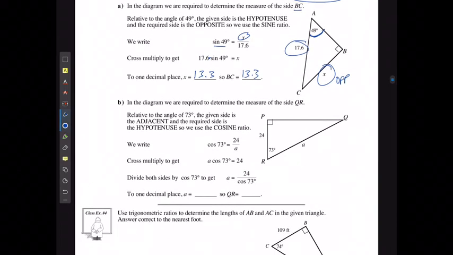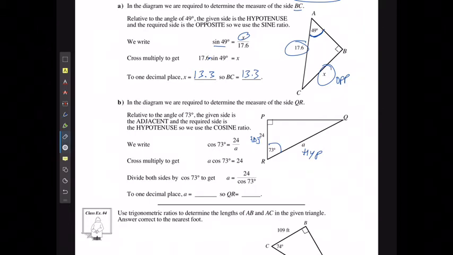For the next example, it's stating that relative to the 73-degree angle, I know my adjacent, and I'm trying to solve for my hypotenuse. Well, the only one that has adjacent and hypotenuse is cos. So cos of 73 degrees is equal to my adjacent 24 divided by my hypotenuse, which they have represented by A.